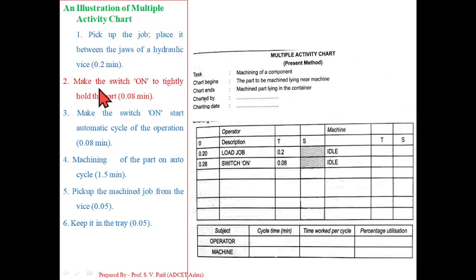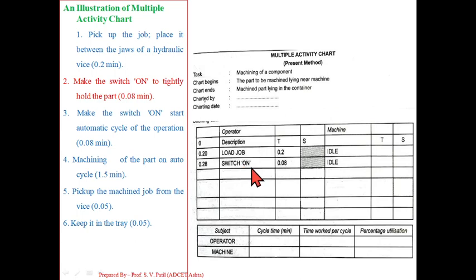Second activity, that is, switch on to tightly hold the part, and this element is performed by the worker. So here we are supposed to fill the data for the same. In the first column there is a 0 at the start. To load the job, a total of 0.2 minutes are consumed. So here we have mentioned 0.20.